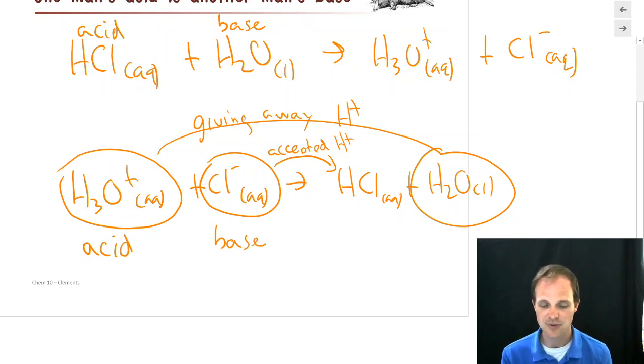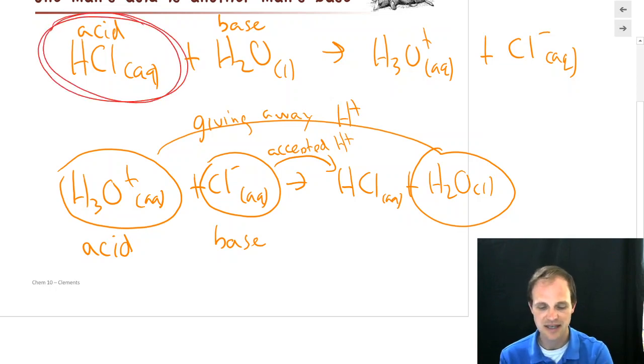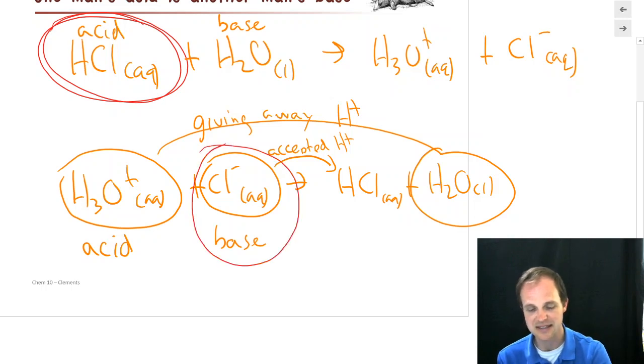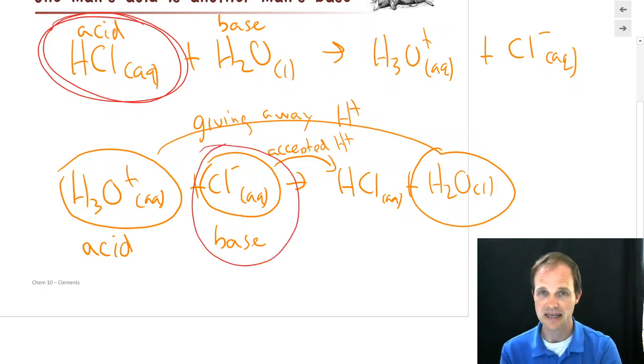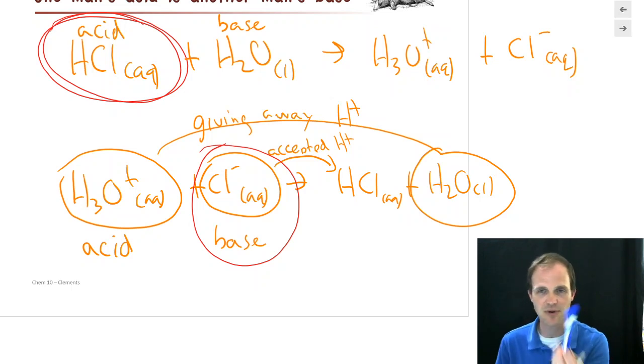So now we've got H3O plus is our acid and Cl minus is our base. But that's very interesting, because if we look at the beginning, HCl was an acid. But if we wrote the reaction backwards, Cl minus is the base. So HCl is the acid, but then Cl minus becomes a base. The easiest way to think about this is if you think about the proton as just something you can give back and forth.